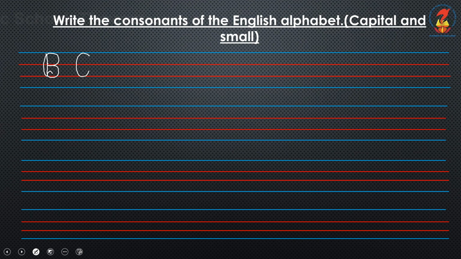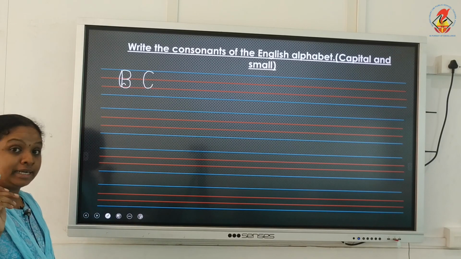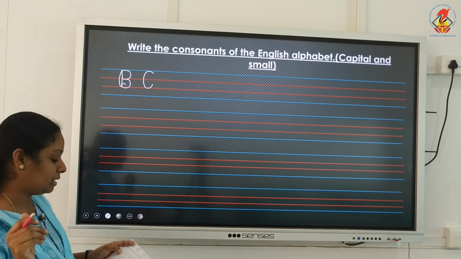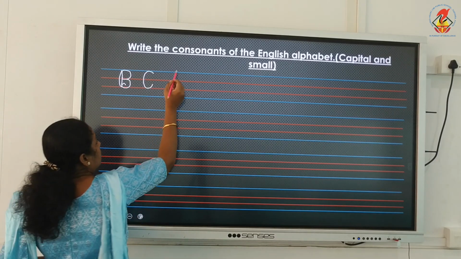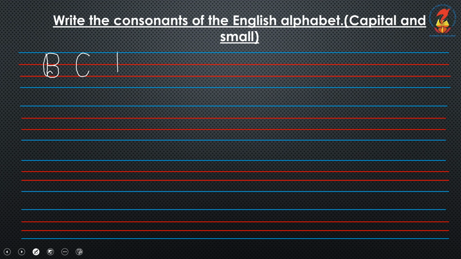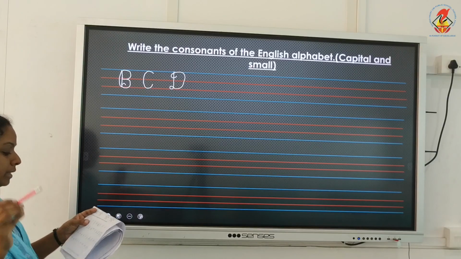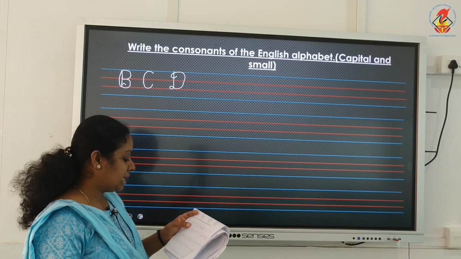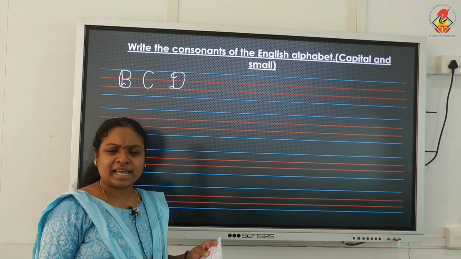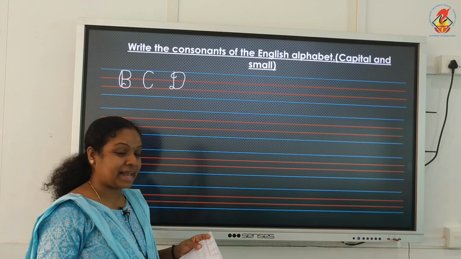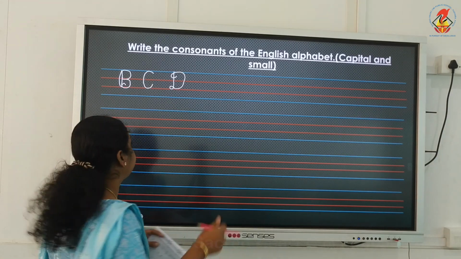C. And after C, D. D is a consonant letter, isn't it? So, you have to write D. D. Okay, then after D, what children? It's E. So, the E is a vowel, isn't it? So, what is the next letter? It's F.